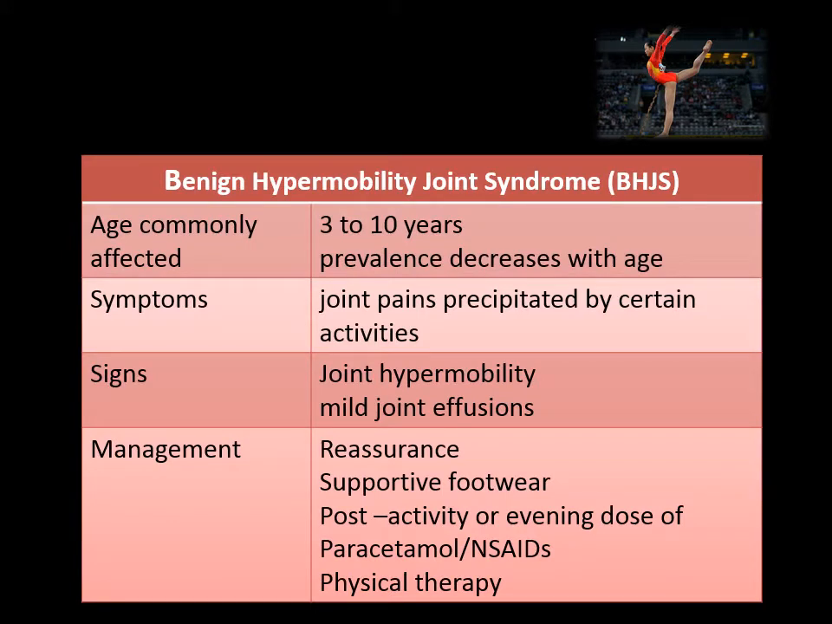This condition is applied to children with musculoskeletal pain associated with hypermobility of joints or double jointedness, without any associated congenital syndrome or abnormality of the connective tissue. Mild joint effusions may also be observed. Treatment involves reassurance. Supportive footwear is helpful for many. Some children benefit from a post-activity or evening dose of paracetamol or a non-steroidal anti-inflammatory drug. For severely affected children, formal physical therapy that focuses on re-establishment of normal muscle power and overall reconditioning can be beneficial.